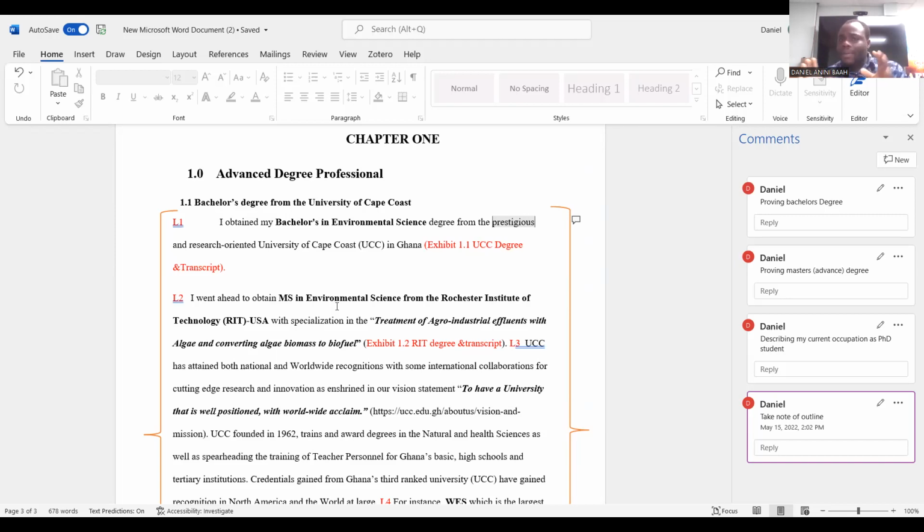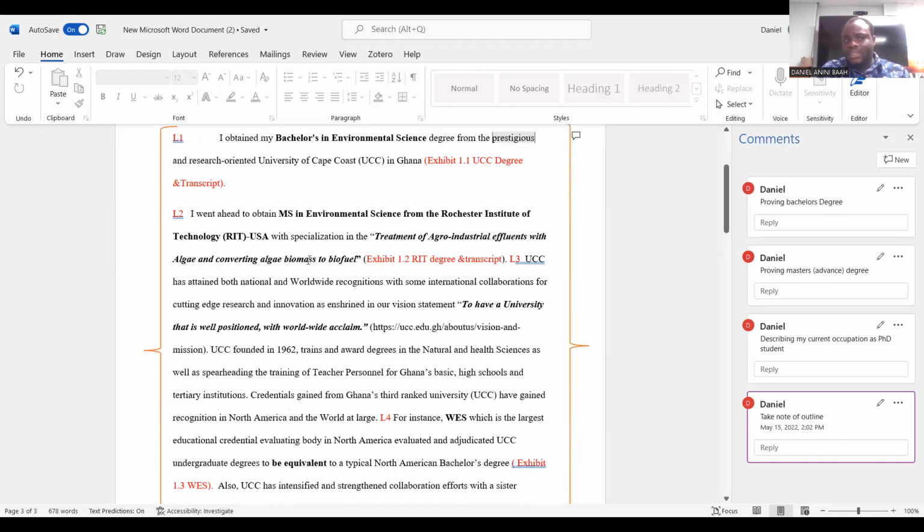You see, he's not beginning to talk about his research here. He's only introducing the visa officer to what he went on to do after the bachelor's. So right now he has come into the master's. If you look at it, this line 2 just talked about his master's degree, just as a highlight. And exhibit 1.2, RIT degree and transcript.